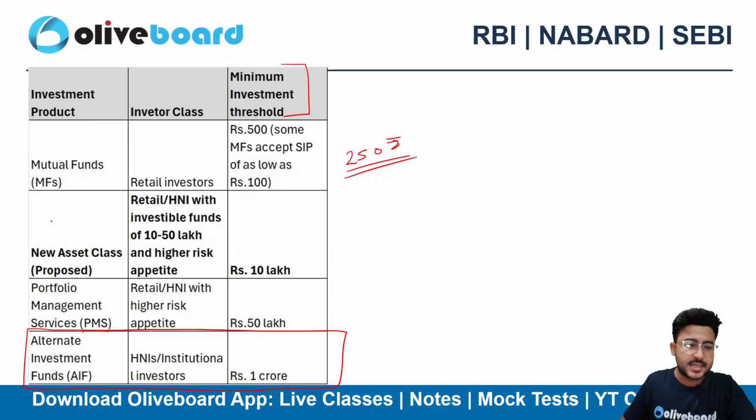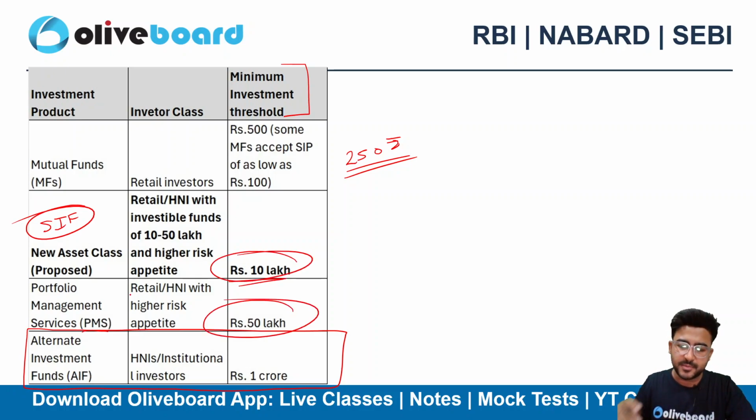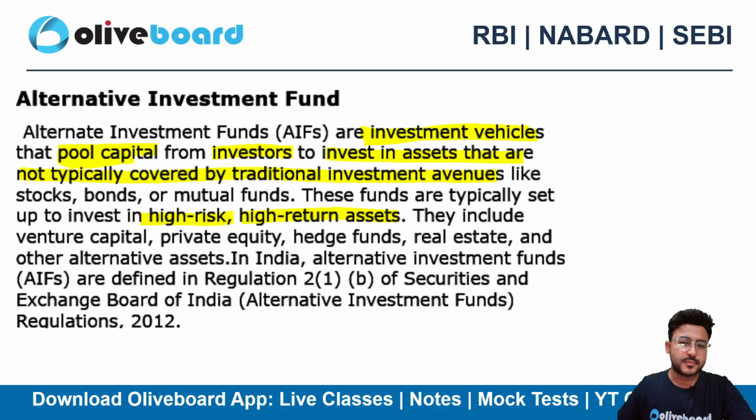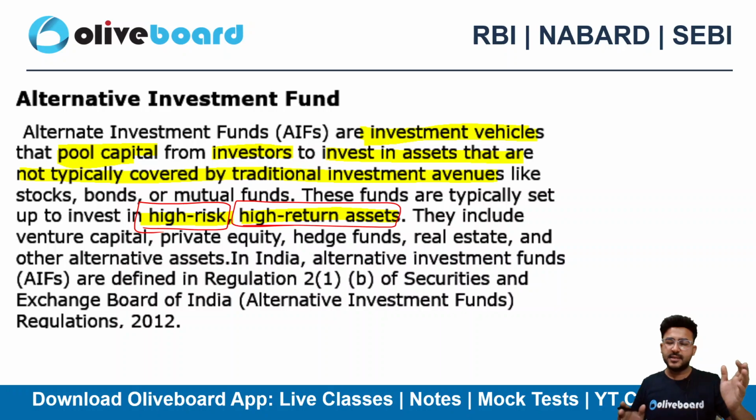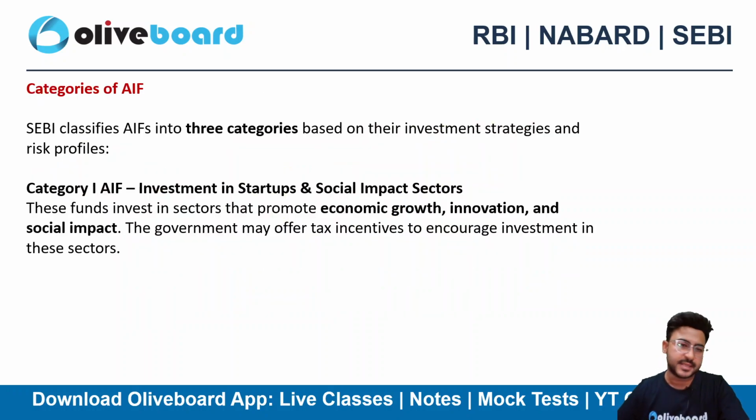There is a new asset class as well, SIF, specialized investment fund. The minimum criteria is 10 lakh rupees, portfolio management minimum 50 lakh, and AIF minimum 1 crore, right? I have given you the notes of AIF as well. You can study from this, what AIF is all about in detail. Definitely they have high risk, and that's why they give high return as well. That's the rule of finance: high risk, the investor will demand higher return for taking that risk, right?